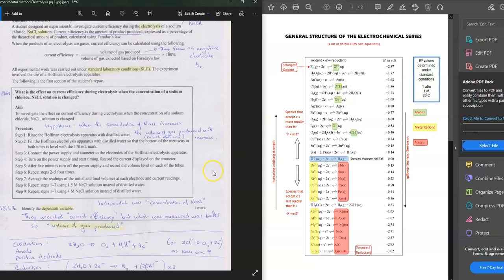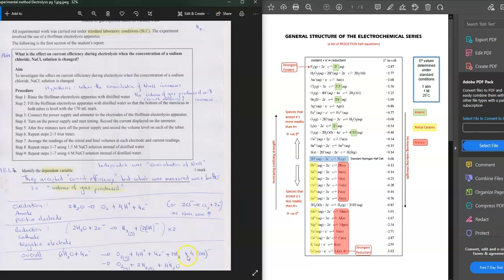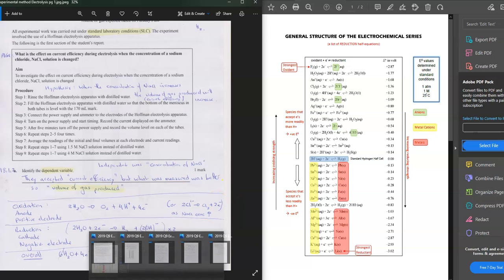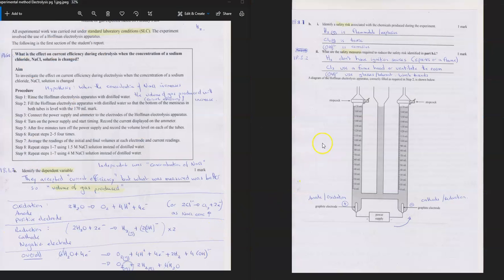All right, so that's the first one. So the next page. Identify a safety risk with chemicals produced during the experiment. So you're making hydrogen, you're making hydroxide in this one reaction here.